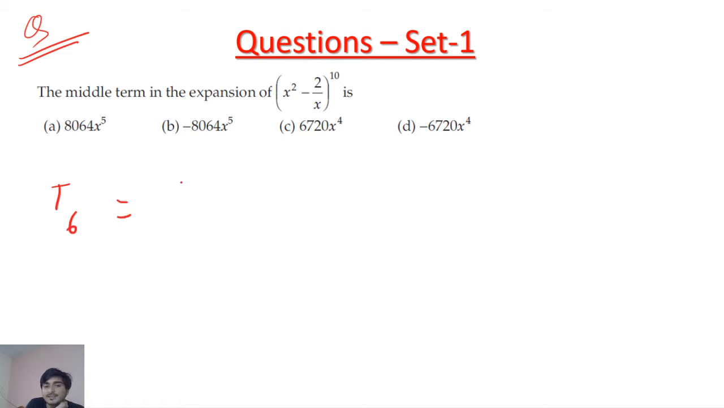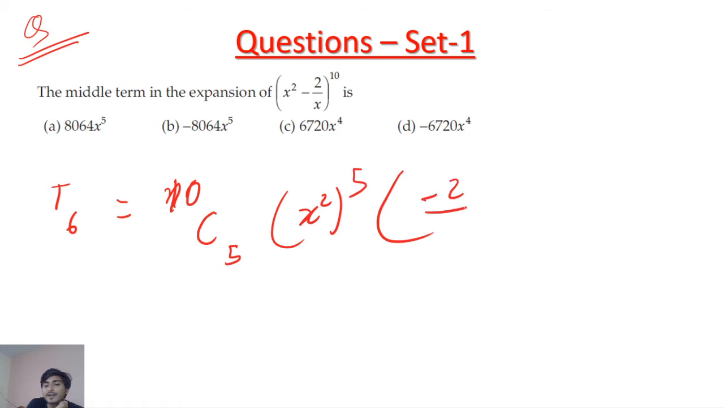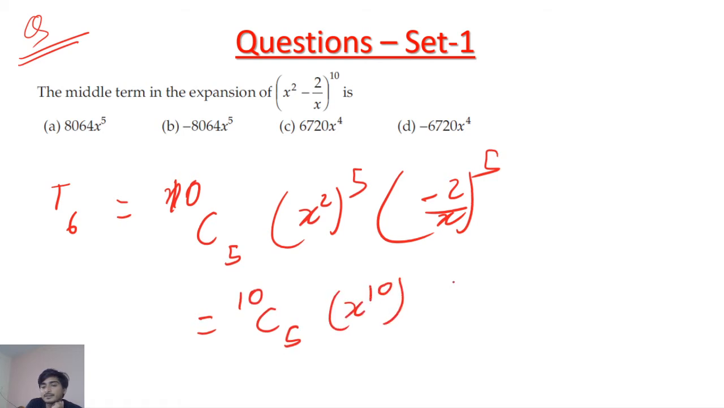So T6 means 10C5, right? x square to power 5, minus 2 by x to power 5. So that will give you 10C5 x to power 10, into minus 2 to power 5 divided by x to power 5. So finally x to power 5 should be there. Check between this and this now, right?